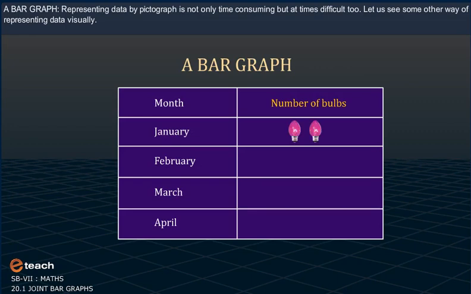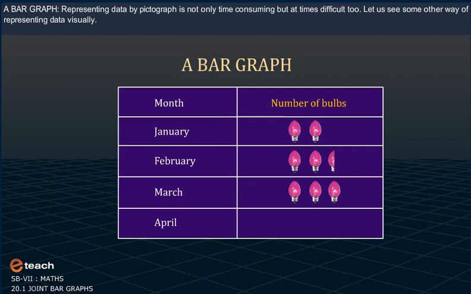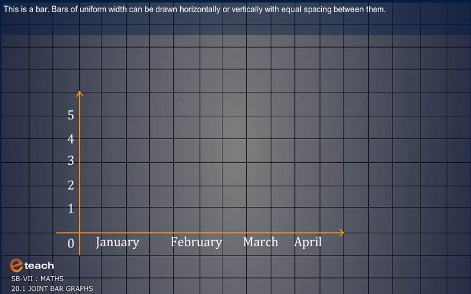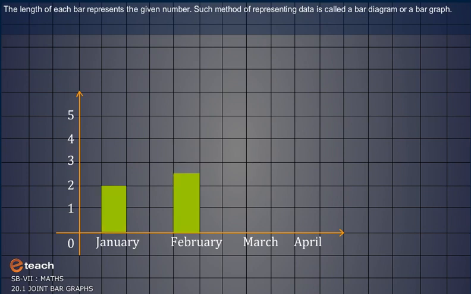Representing data by pictograph is not only time consuming, but at times difficult too. Let us see some other way of representing data visually. This is a bar. Bars of uniform width can be drawn horizontally or vertically with equal spacing between them. The length of each bar represents the given number. Such method of representing data is called a bar diagram or a bar graph.